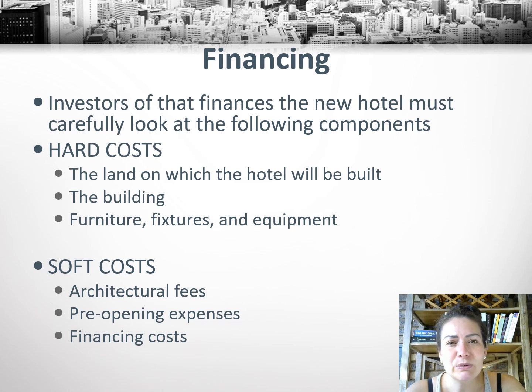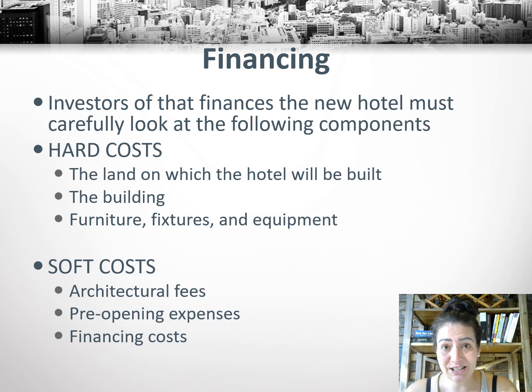Then lastly, with regards to financing, it's obviously all about financing. Investors or those who finance the new hotel must carefully look at these components. Now we have hard costs and we have soft costs. Now this is very easy to understand. A hard cost is literally something that you can touch. Okay? It is things like the land on which the hotel is built. So the physical land that the hotel is being built on. It's things that you can touch, that you can see. The building, the equipment, the fixtures, the furniture, those kinds of things that you have to buy. That is your hard costs.